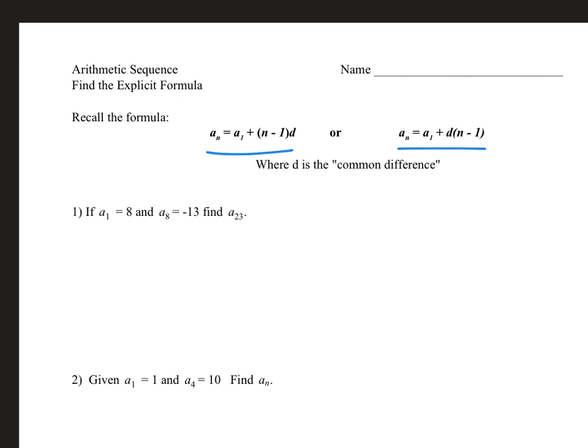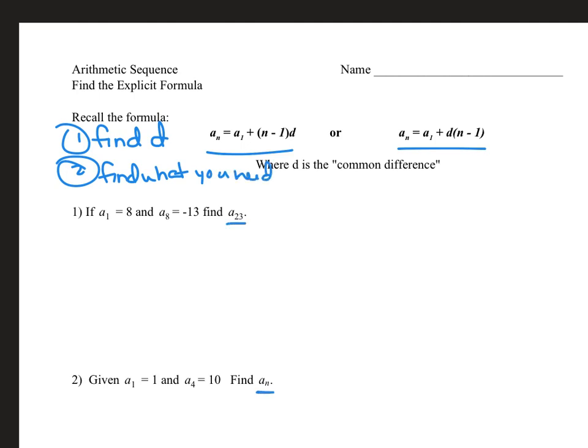Okay, so this particular way, the first thing that you have to do is find the common difference. So you have to find D, okay, and then you plug it into the formula to find whatever you need. So then use the formula a second time to find what you need. So it might be an explicit formula like this one with a sub n, or it may be a specific term like a sub 23. So the first time that we use the formula, so I'm going to use this one, the first time you use the formula, you find the common difference.